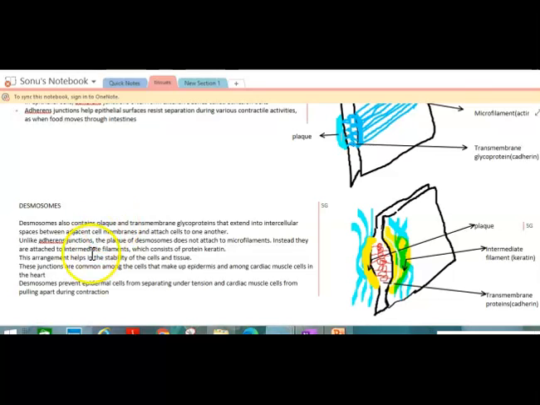or keratin. So these junctions are common among cells that make up the epidermis and among cardiac muscle cells in the heart. Desmosomes prevent epidermal cells from separating under tension and cardiac muscle cells from pulling apart during contraction. As you all know, the skin epidermis is always prone to wear and tear. So the attachment has to be very strong in order to prevent itself from separating, and also in the cardiac muscles. So please remember that desmosomes are the cell junctions in epidermal cells and also cardiac muscle cells.